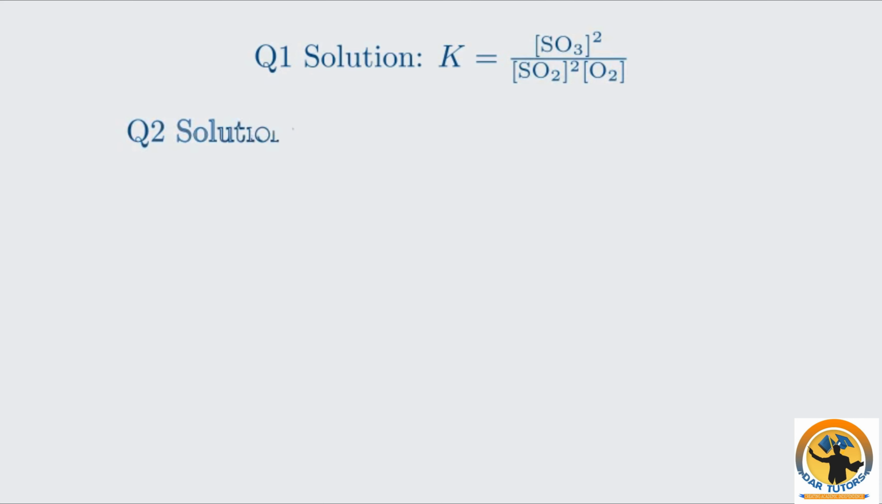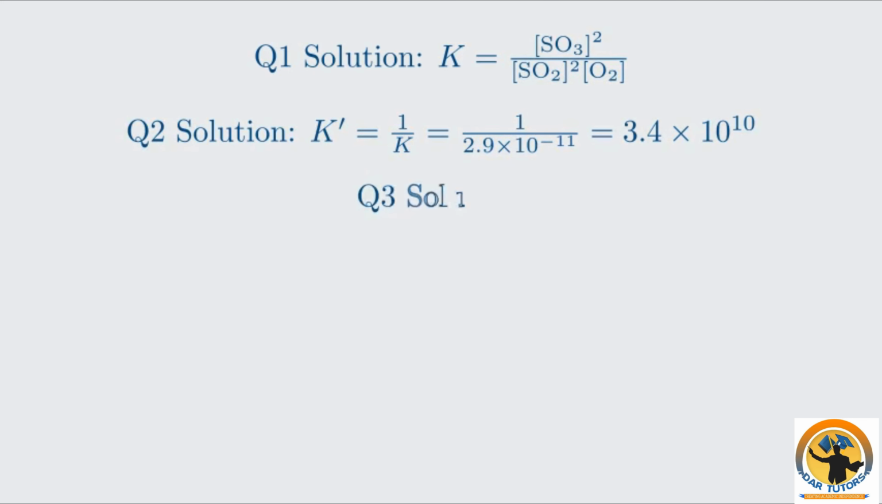Solution to Q1. The equilibrium expression is concentration of SO3 squared divided by concentration of SO2 squared times concentration of O2. Solution to Q2. Reversing a reaction makes the new K the reciprocal. So K prime is 1 divided by 2.9 times 10 to the minus 11, which equals 3.4 times 10 to the 10.